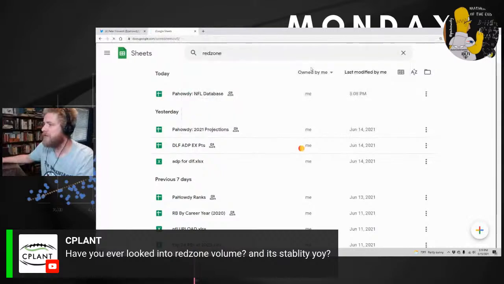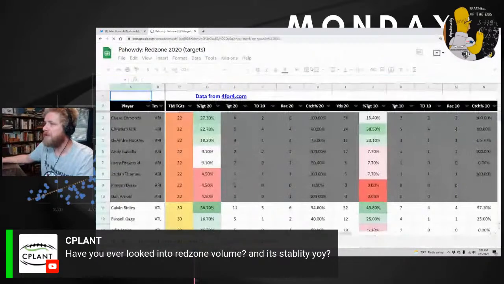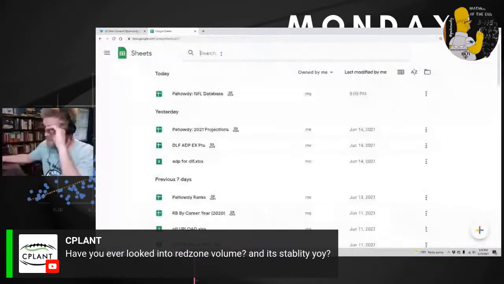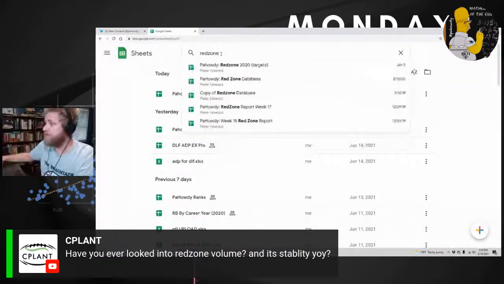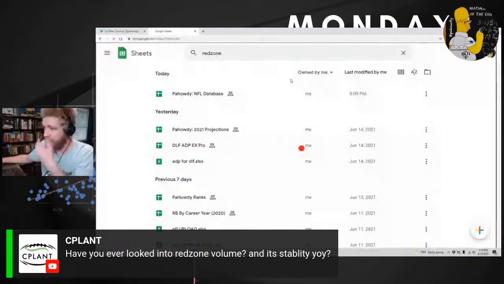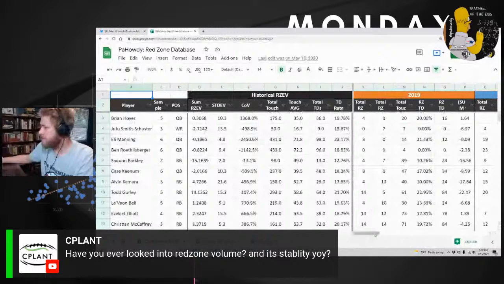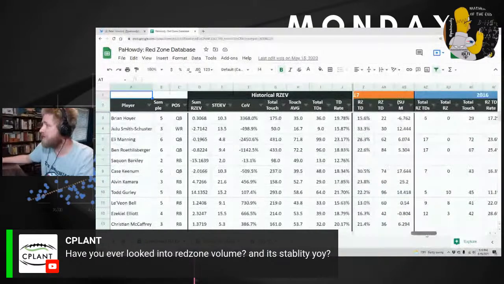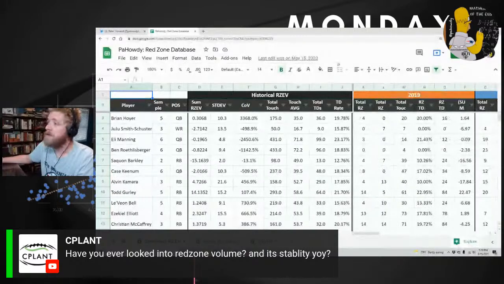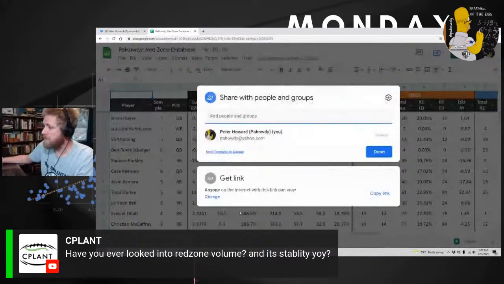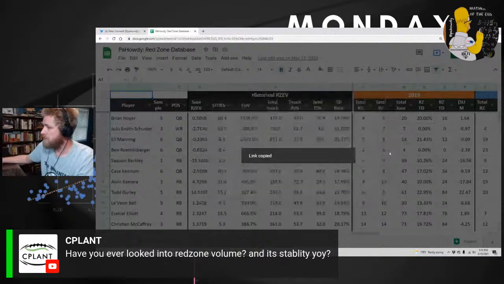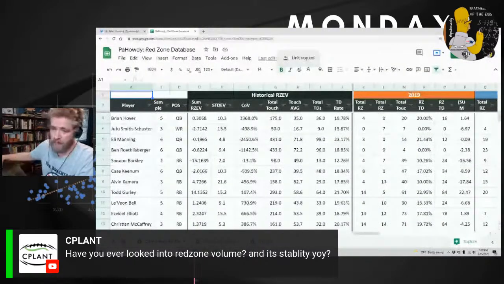Red zone targets. That's for 2020, though. Hang on. I got a database around here somewhere. Red zone database. There it is. Yeah, I was doing regression to the mean for the whole thing. Let's see how many years are in here. 2019, 18, 17, 16, 15, 14. So if you want a history of it, it's in that database.